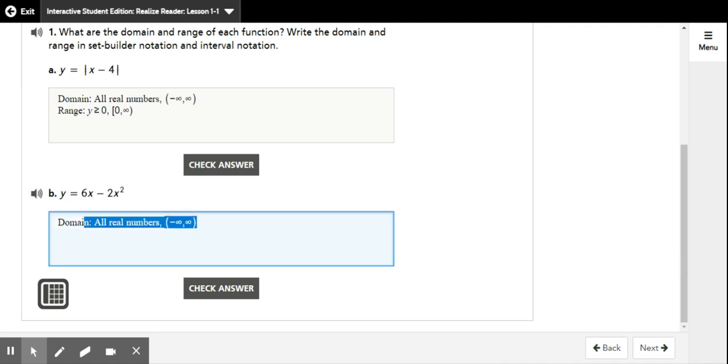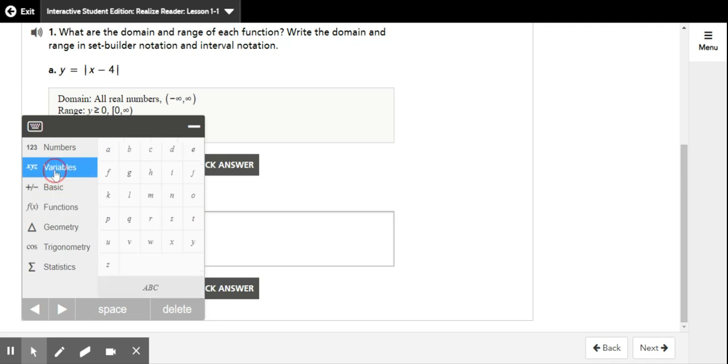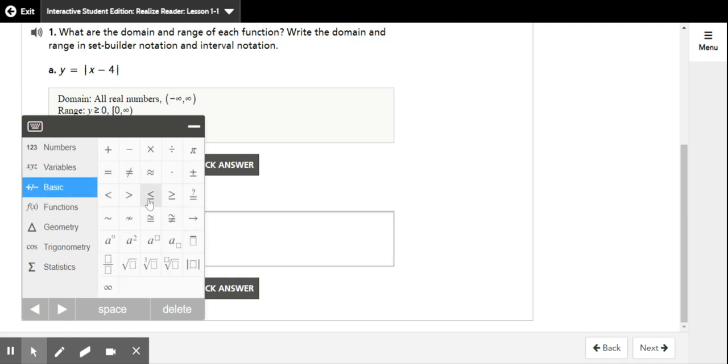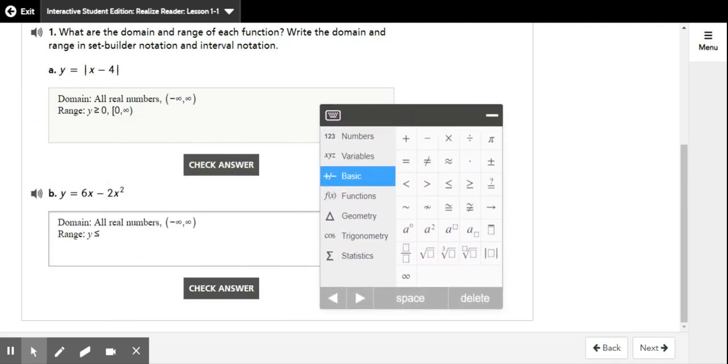So when I go back and type in the range, it's all the y values. Again, since it's opening down, it's all the y values that are going to be less than or equal to 4.5. So y, less than or equal to, I can move this so I can actually see what I'm typing. And then 4.5.